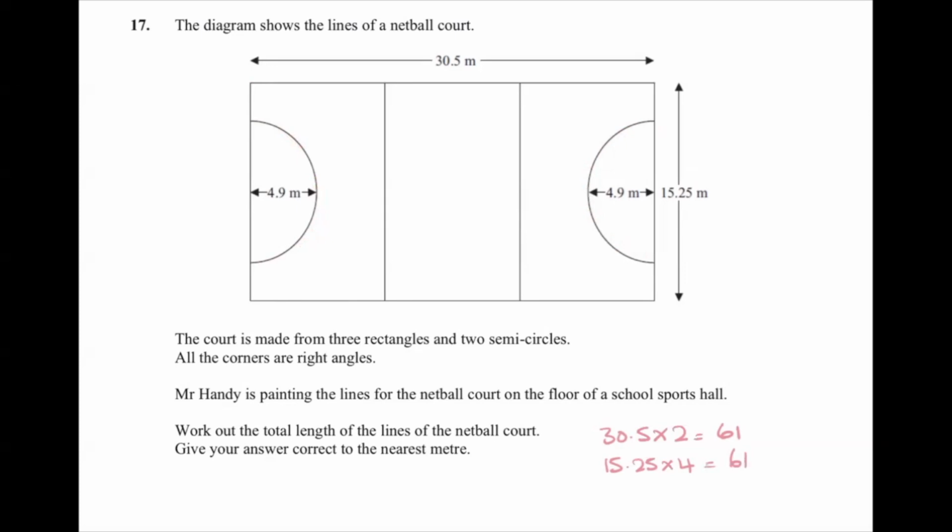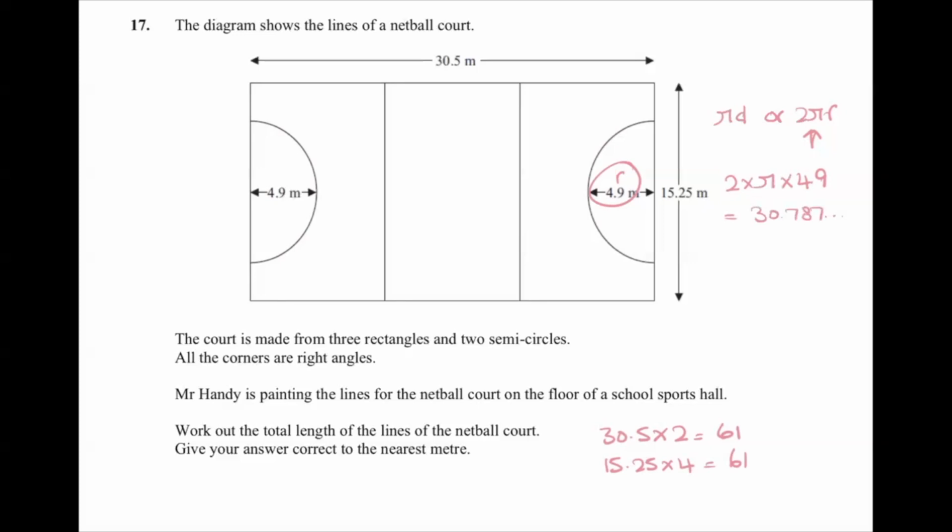So I want the circumference of a circle. If I go to my formula sheet, it will tell me to use pi d or 2 pi r. Now we have the radius given to us here, so we could use this one for ease. 2 times pi times 4.9 gives me 30.787, and on it goes.